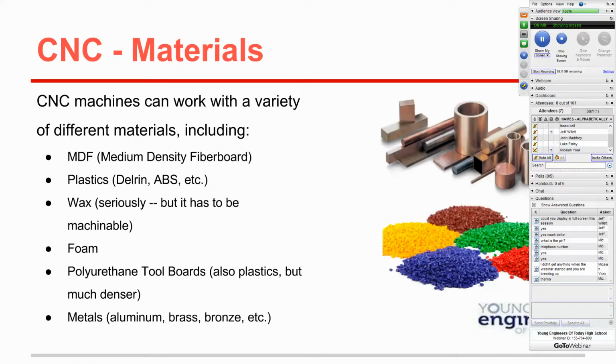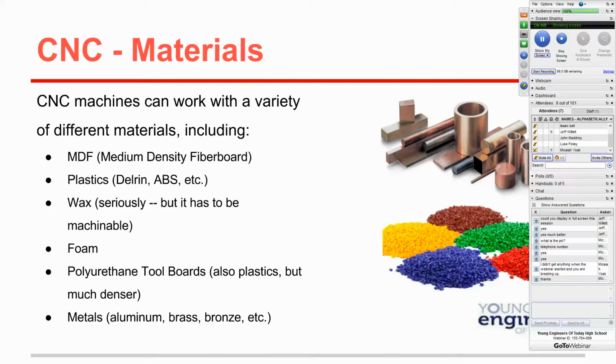Now, CNC machines can work with a variety of materials. They're not just metals. They can work with MDF, which is medium density fiberboard. If you've ever gotten a piece of furniture from IKEA, chances are some of it is made out of MDF at some part.